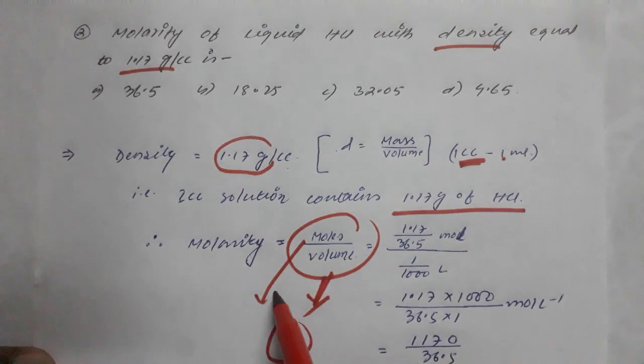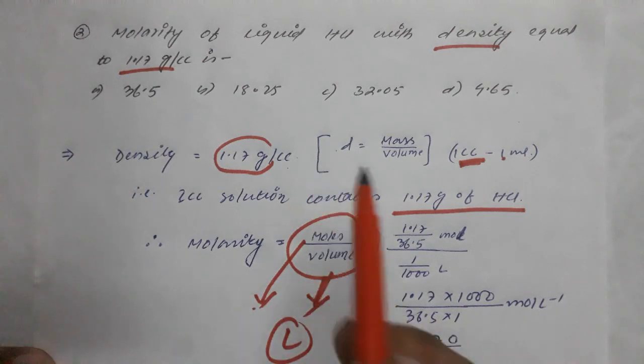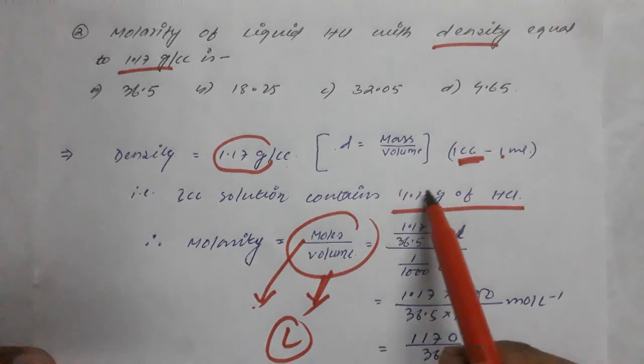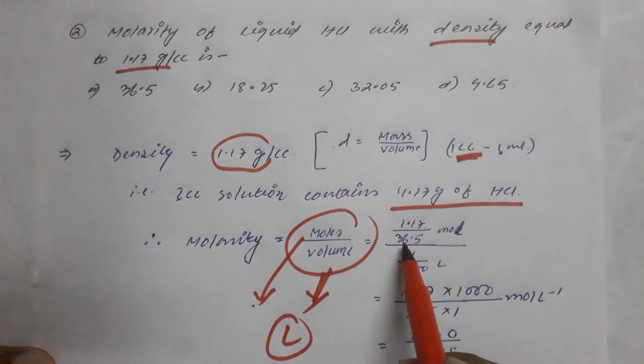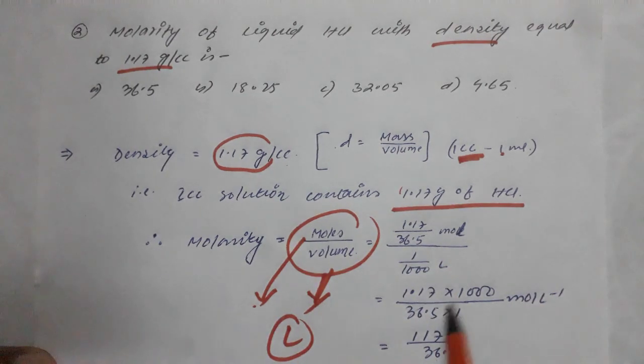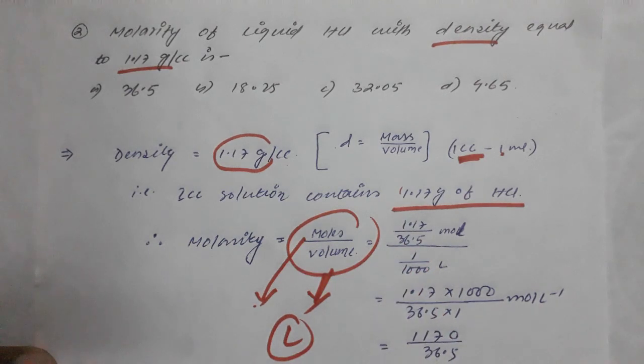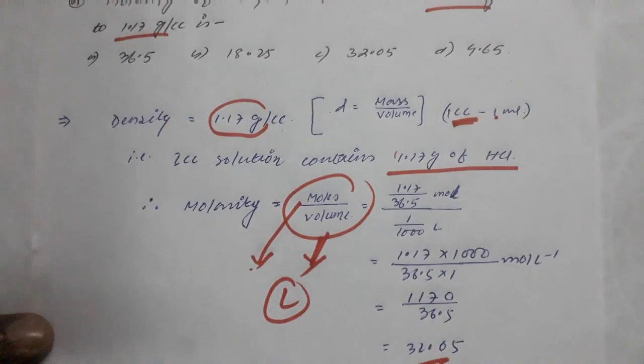And we know what a mole is. So how is mole calculated? Given mass, which is the given mass here in case of density, divided by the molar mass. So 36.5 is the molar mass of HCl, right? 35.5 comes from chlorine and 1 comes from hydrogen, so 36.5. So while going through the calculation, we will get this value, 32.05. Okay, you try to go through the calculation of this.